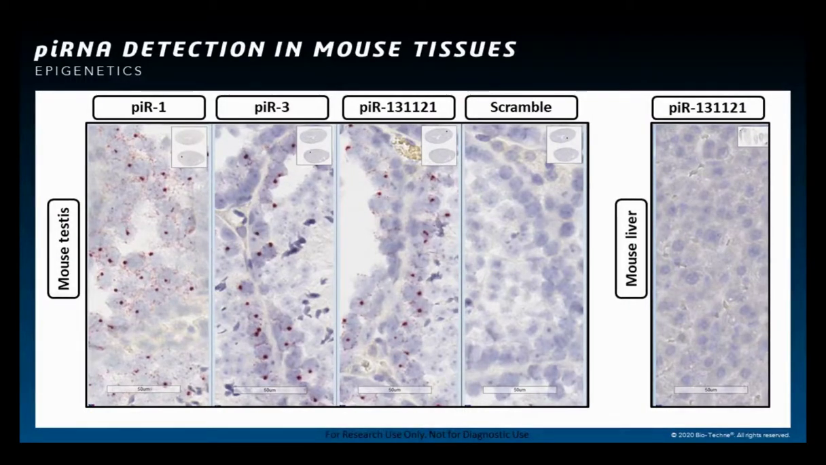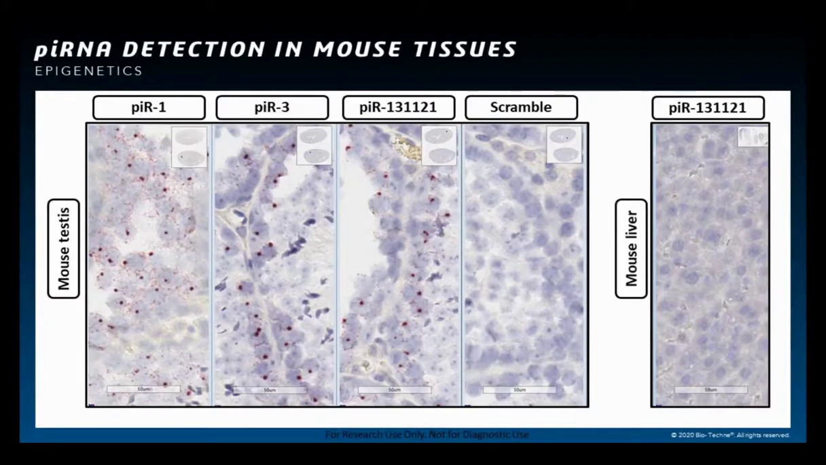This is an example showing detection of three germline-specific piRNAs, piRNA 1, 3, 13, 11, 21, which are the first three images in the mouse testes shown here. And as I mentioned, piRNAs play a role in transposon surveillance mechanisms. Now, based on literature, these three piRNAs have been isolated and also validated as Piwi protein interacting RNAs using a number of different approaches.